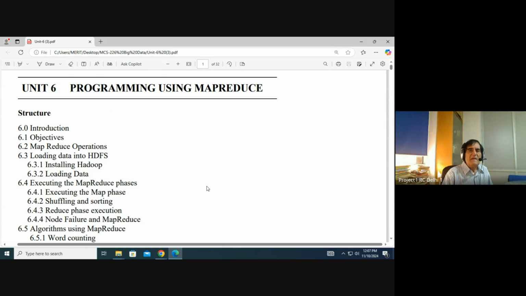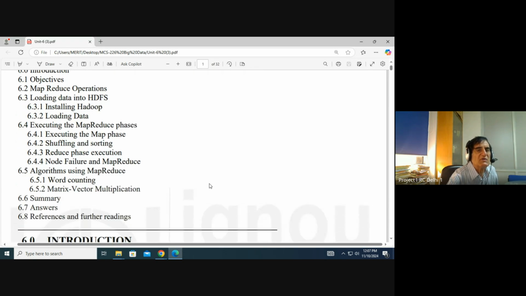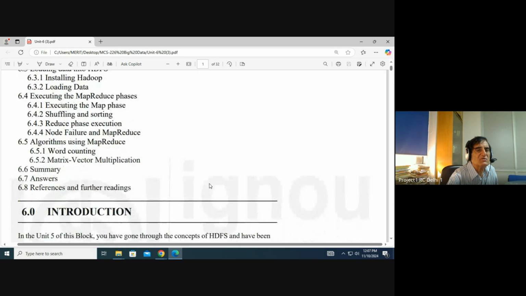So the importance of doing MapReduce is explained here in this unit. That's where you will see why clouds and all these cannot be used. So: MapReduce operations, loading data into HDFS, the Hadoop Distributed File System, installing Hadoop, loading data, MapReduce phases, map phase, shuffling and sorting, reduce phase execution, node failure, and MapReduce algorithms using MapReduce and all that.